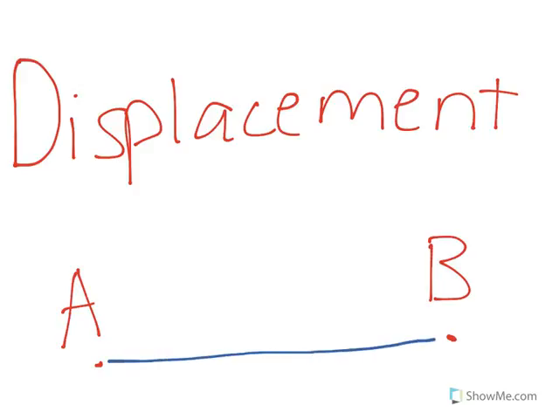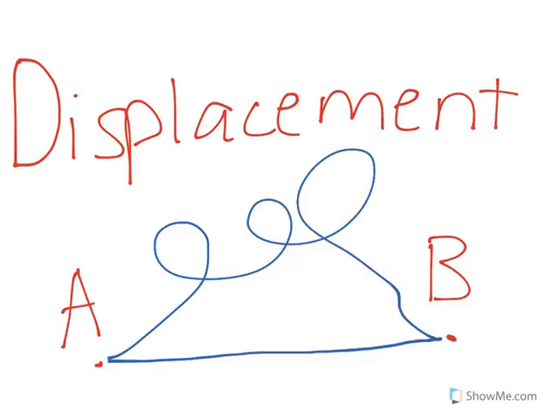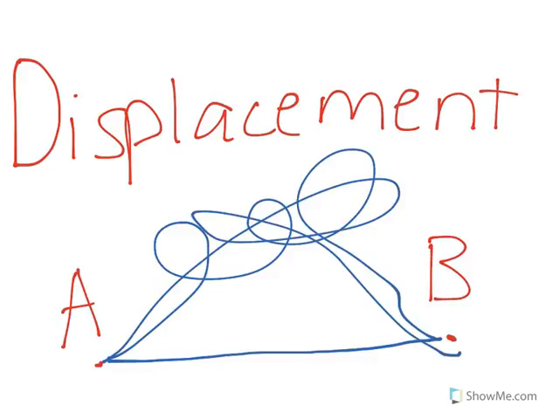That path will be a straight line like this. This is the path as the crow flies. It doesn't matter if you took a path that looks like this or crosses over itself. The displacement is always the same. It's this shortest distance, right here.